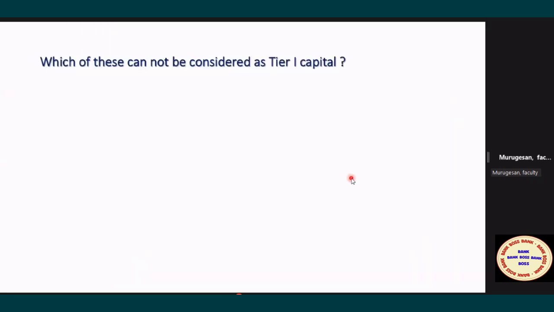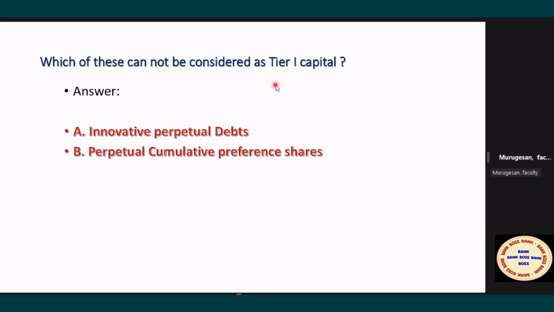Understood or not? Now, which of these cannot be considered Tier 1? Sometimes they will ask in a twisted way, what can be recognized as Tier 1. I will give a chart, don't worry, the complete chart. I think IBS also has given. The same chart I will give. It's a very ready reckoner. So, which cannot be considered Tier 1 capital?